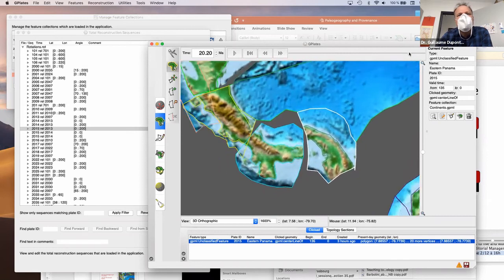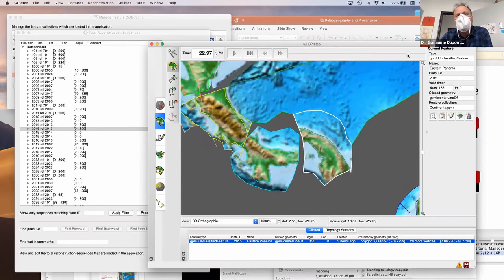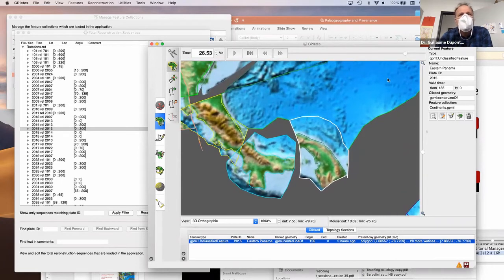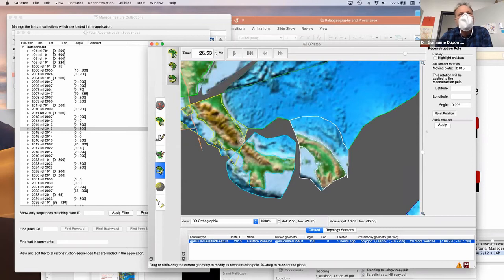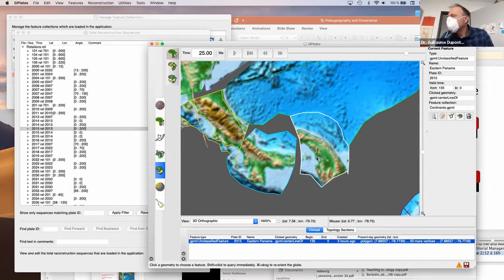Okay, we will deal with it later. Well, or maybe I will just do it now. I don't have to do the full reconstruction. I think that will be enough. So now let's deal with 2013 for the rotation. So I go to 25 Ma. Okay, and here this block should have rotated. Yeah, this block should rotate 10 degrees clockwise.